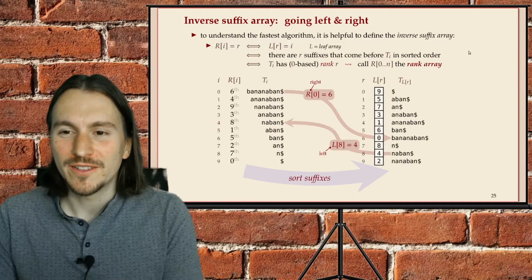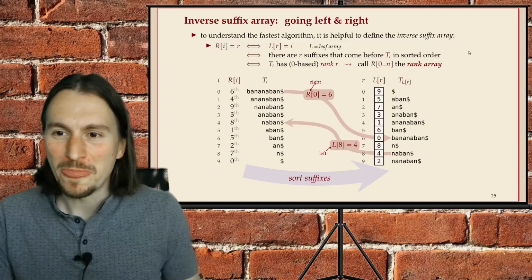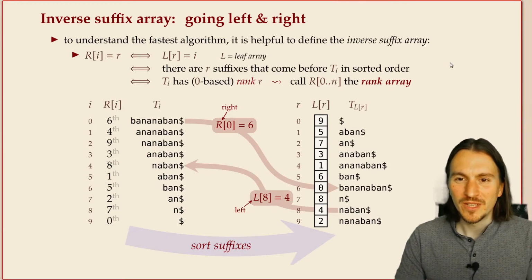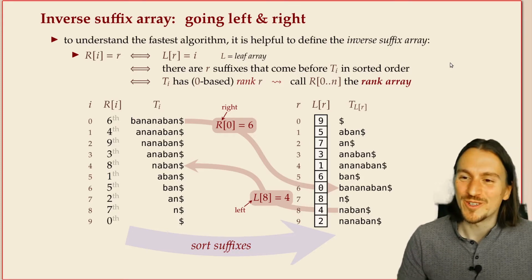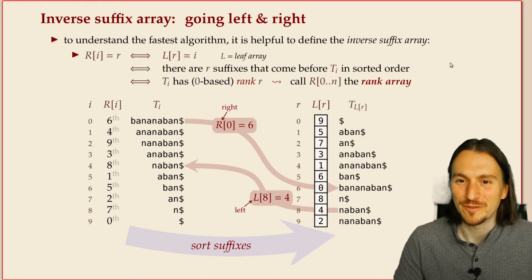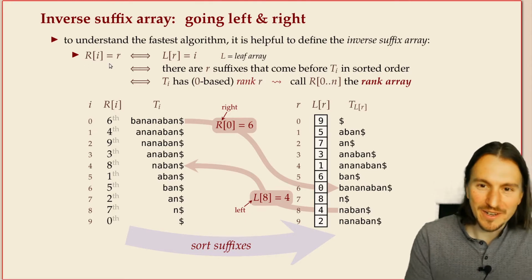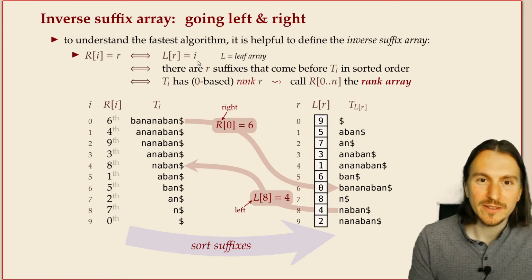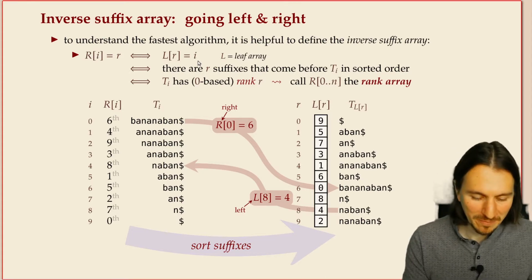Before we can describe this algorithm that gets the suffix array computed in linear time, I need to introduce the inverse suffix array, because it turns out the algorithm is easier to understand when we compute the inverse suffix array, and then can go back and forth between that and the suffix array itself. Conceptually, the inverse suffix array, this array R, is a very simple thing. It just says, find me the inverse permutation that is encoded by the leaf array.